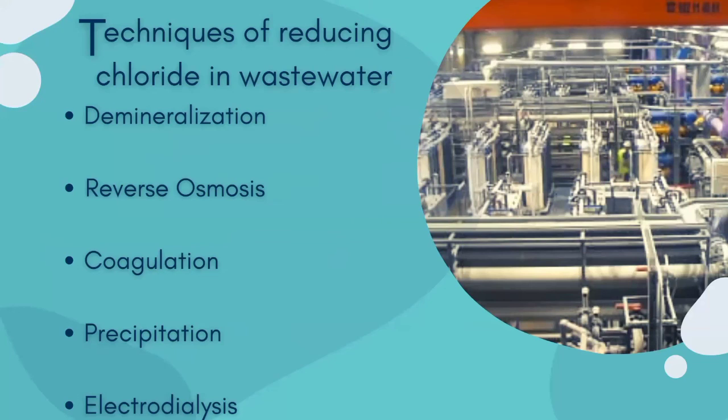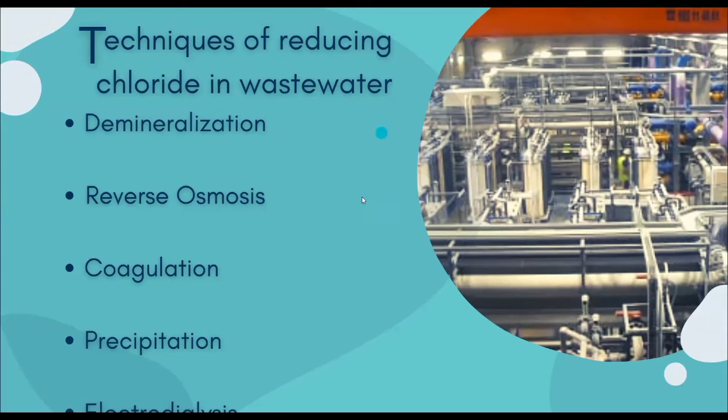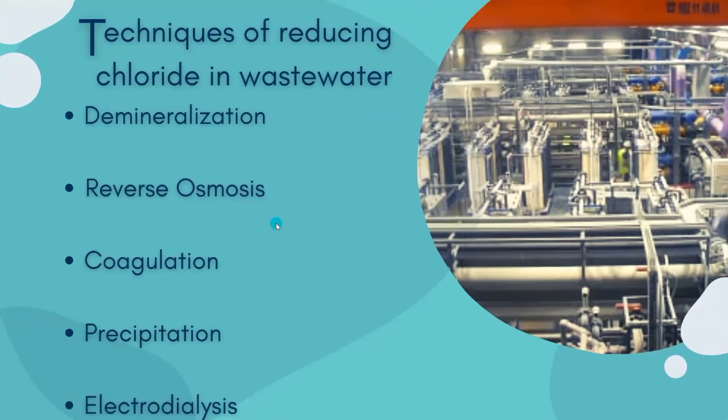Okay, so we know that wastewater contains different types of minerals and different types of impurities. So chloride in wastewater can be eliminated by only one process, and this process is known as the precipitation process. Demineralization by reverse osmosis, coagulation, and electrolysis are not used for the maximum elimination of chloride in wastewater. Only the precipitation method is widely used for reducing the chloride in wastewater.